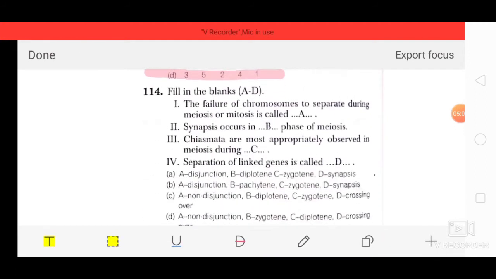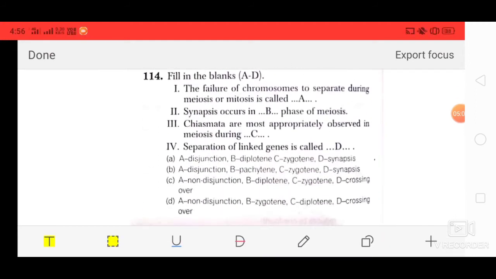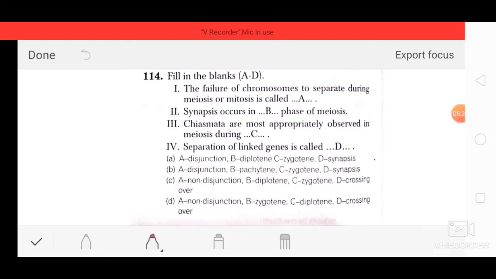Okay, next is filling the blanks. The statement 1 is: the failure of chromosomes to separate during meiosis or mitosis is called non disjunction. So option A में non disjunction, यानी option A और B eliminate हो गया, because A में disjunction दिया हुआ है, but यहाँ पे A का हो जाएगा हमारा non disjunction. Next is: synapsis occurs in dash phase of meiosis, and we know that synapsis occurs in zygotene phase of meiosis. So after these two, we got our answer, that is option D is the correct answer.